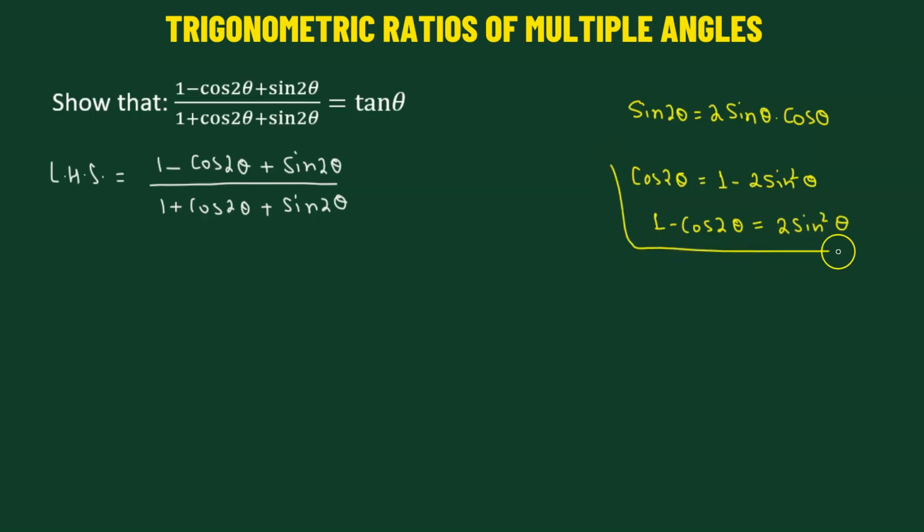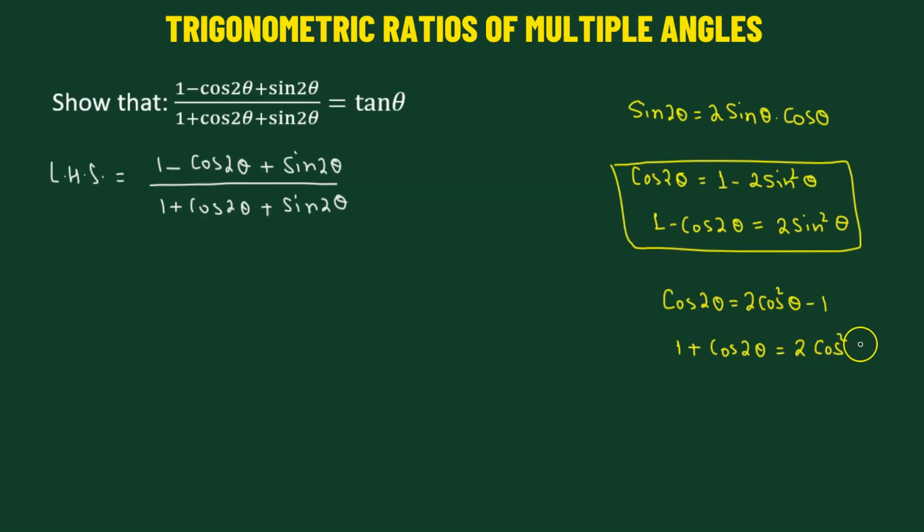So this is going to be one form, and the other form is cosine of 2 theta equals 2 times cosine squared theta minus 1, such that rewriting the terms we get 1 plus cosine 2 theta equals 2 times cosine squared theta. Okay, so this is going to be the next expression.